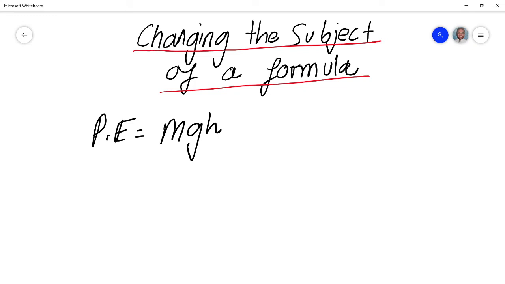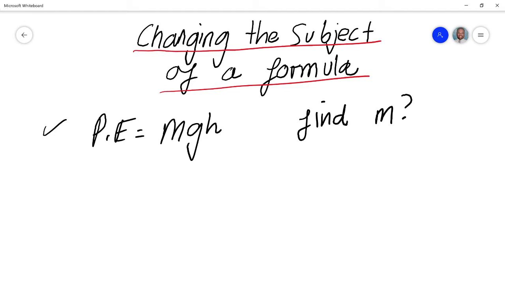Now, suppose we've got potential energy. We know it's mgh. Suppose we've been given potential energy, g and h, and we want to find m. Let's put a situation here. Let's say we want to find m. How do we find m? How do we make m the subject of the formula? If you look at this equation, potential energy is the subject of the formula. We want to now make m the subject.